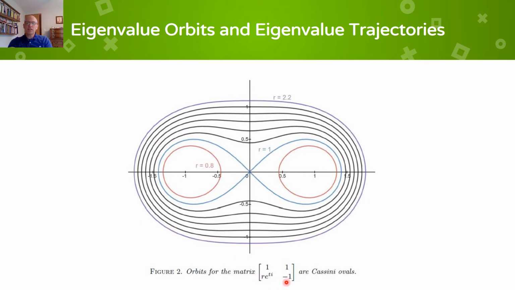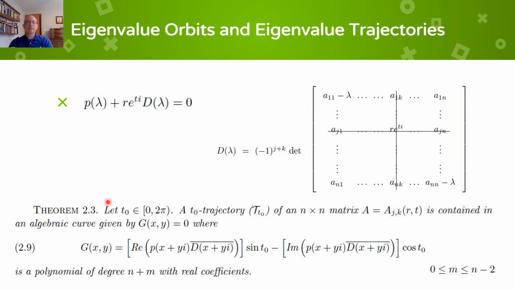Let's take a look at the 2 by 2 case where the variable is this corner. Notice when r is 0, you'd have eigenvalues of 1 and -1. And when you increase r, you get these ovals of Cassini. The very special case when r equals 1, you have this singularity in the middle, and that's called the lemniscate of Bernoulli. There's a picture like this in Varga's book if you want to look at that.